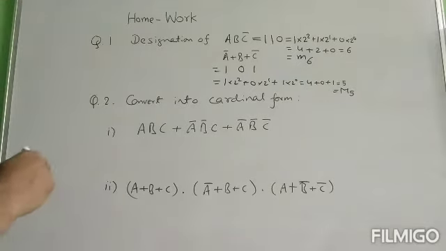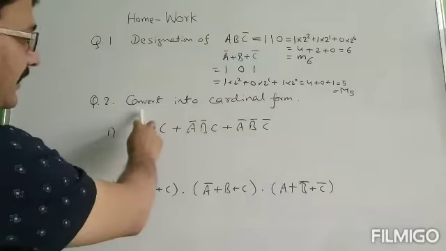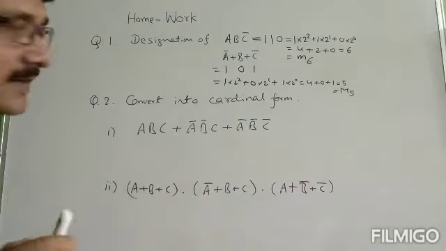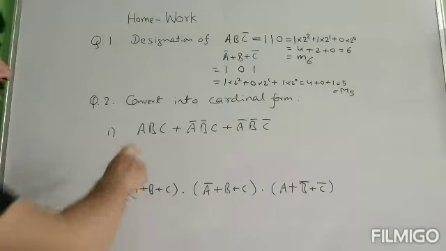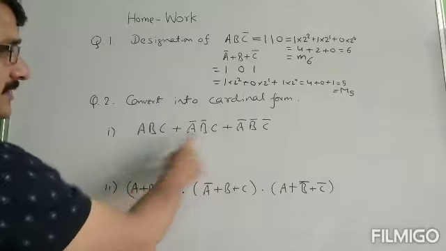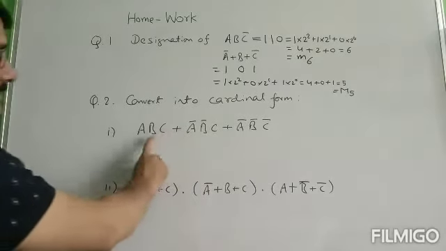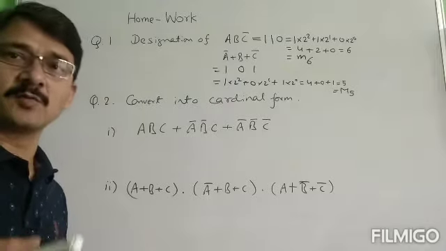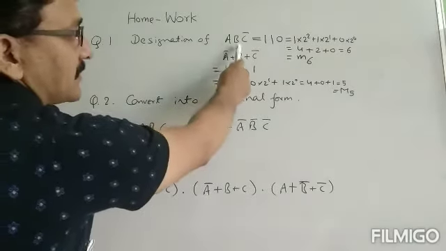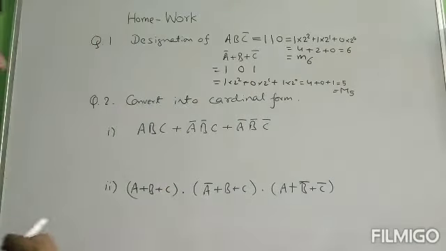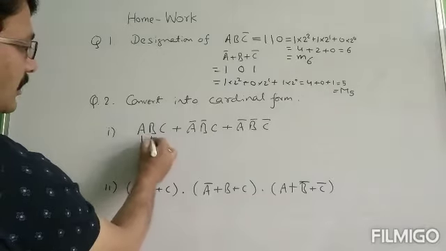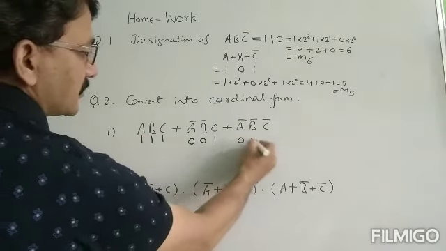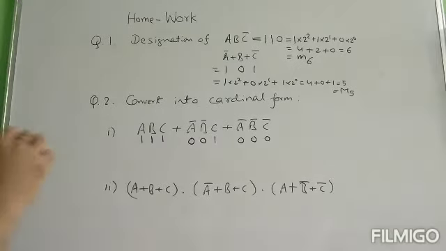Then two more questions were given: convert the following canonical form expression into cardinal form. As this is a SOP expression, you have three min terms. First of all you convert each min term into its equivalent designation, just like this particular question. Here also we have to remember that not is replaced with 0. So 0, 0, 1, and 0, 0, 0. These are the binary values.